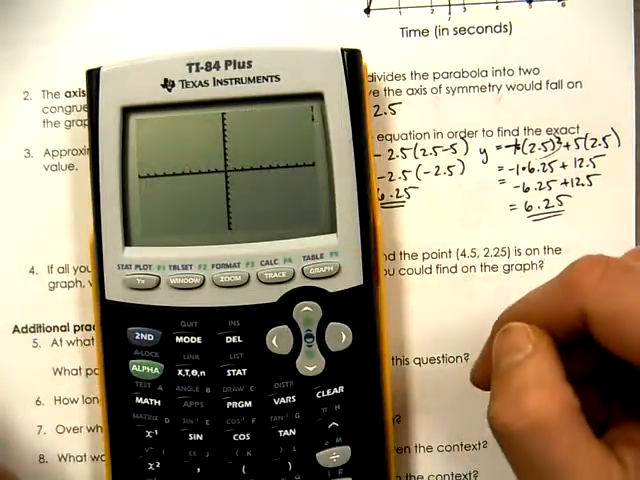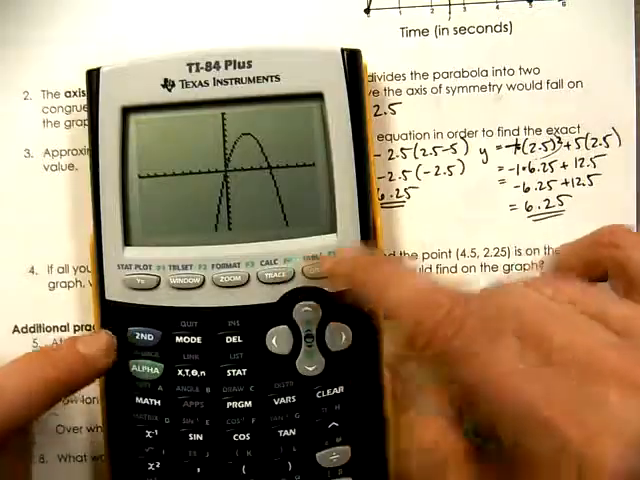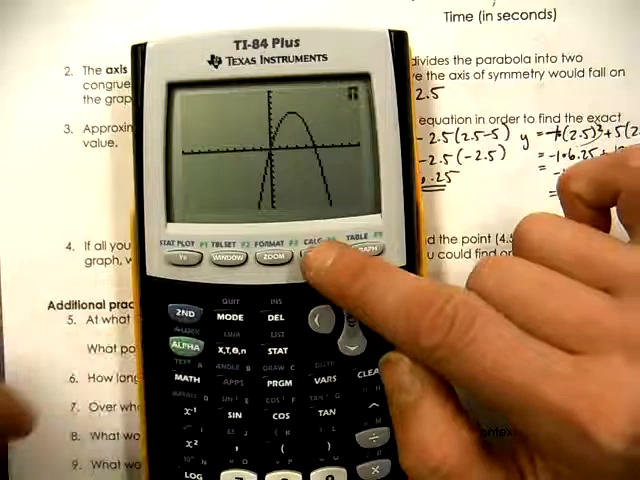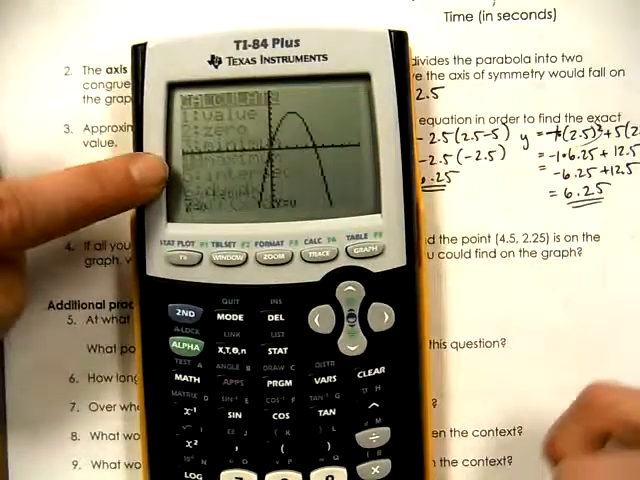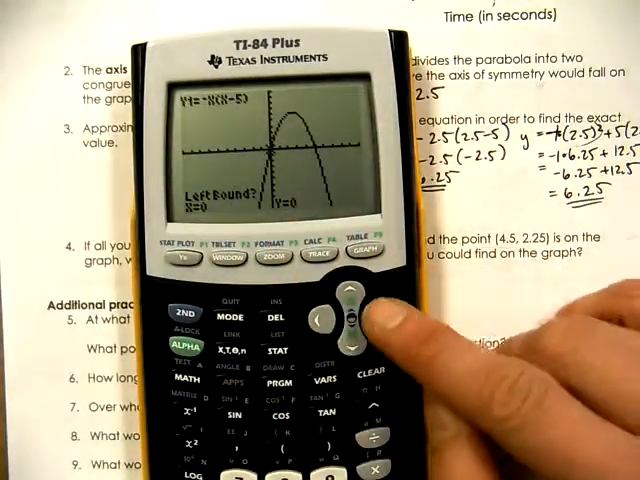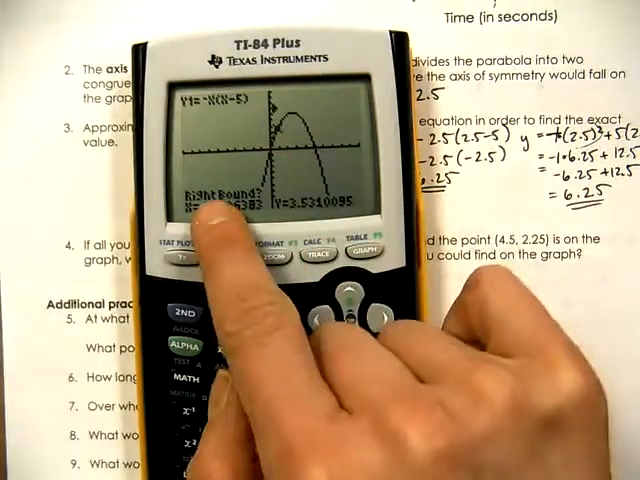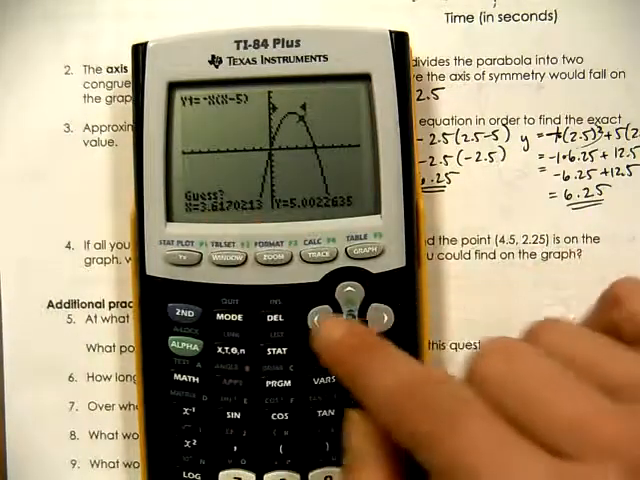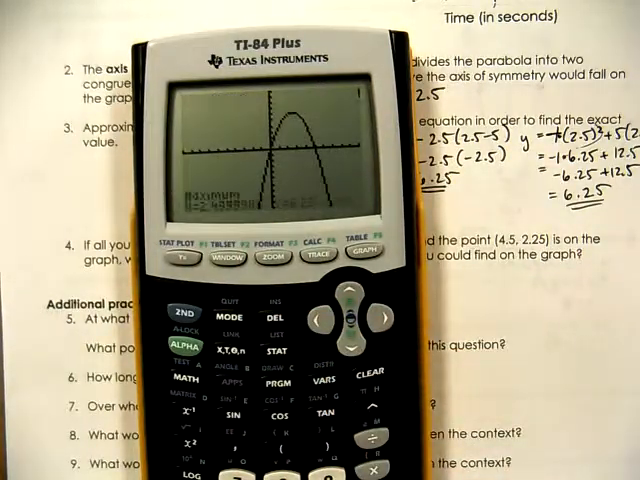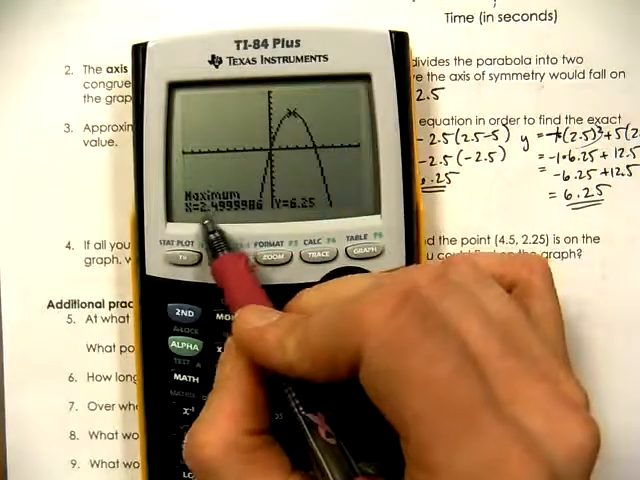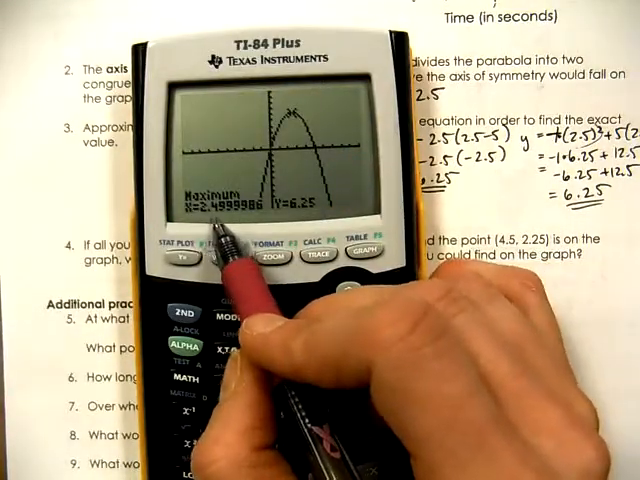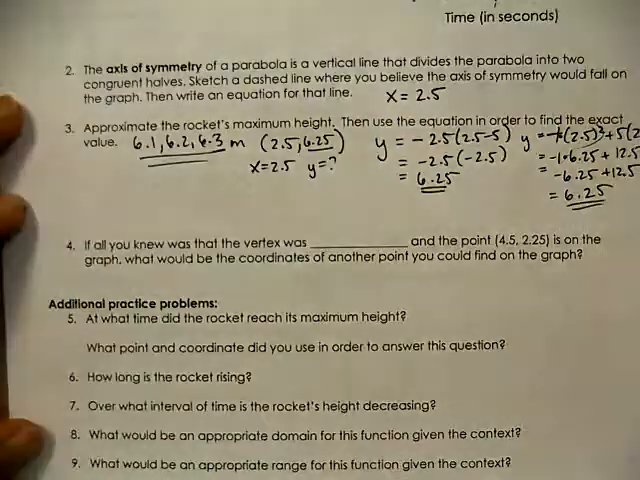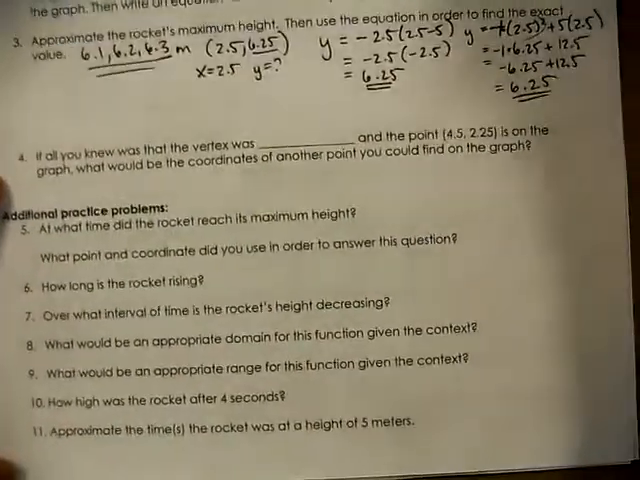I could also go to the graph, and I see the graph again right here. And again, because this graph has a maximum, a highest point, when I go to calculate, second calc, I now go down to number 4. And it's going to ask me for the same questions. Left bound? Yep, I'm to the left of the vertex. Right bound? Scooch over to the right. I'm to the right. Now guess. Well, I can make close. Press enter. Yep. That's 2.49999. That's really close to 2.5, so we're going to round it to 2.5, and we get 6.25. So there's lots of ways you could find the exact value of the vertex. All right, and then number 4.